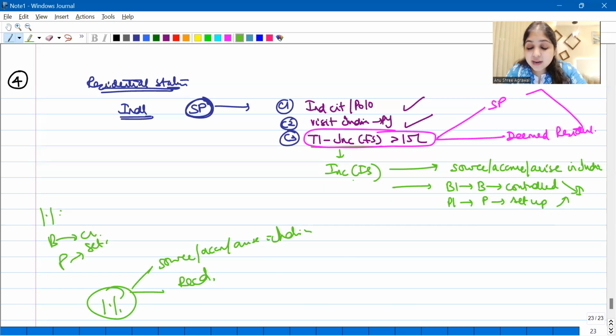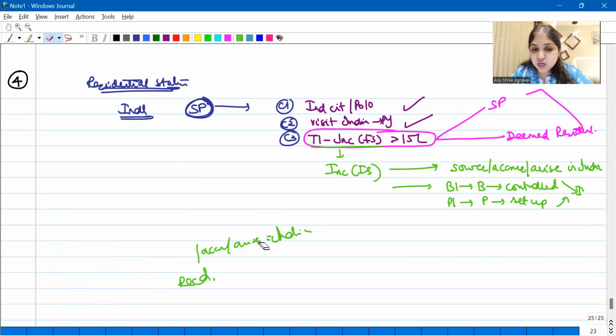So please understand that income from Indian source will also include this only for the purpose of these two things. Otherwise, Indian source will not include this. Otherwise, generally, this is not Indian income. Have this set in your mind properly. Only for these two purposes, only when you do this calculation, income from Indian source will also include business incomes from businesses which are controlled in India and professional income from profession which is set up in India. Keep this in mind.